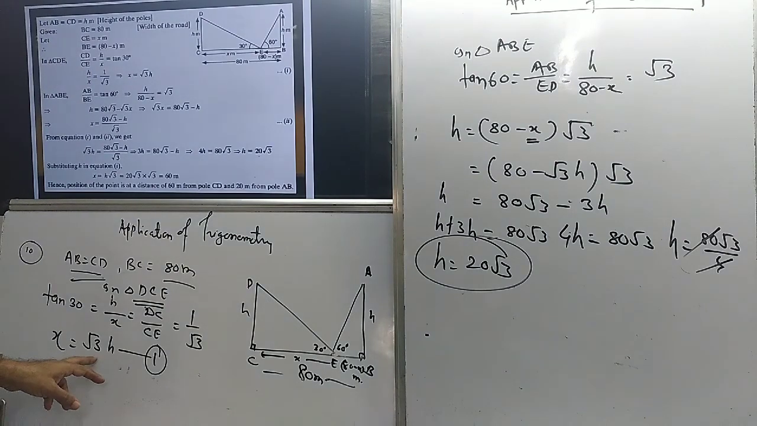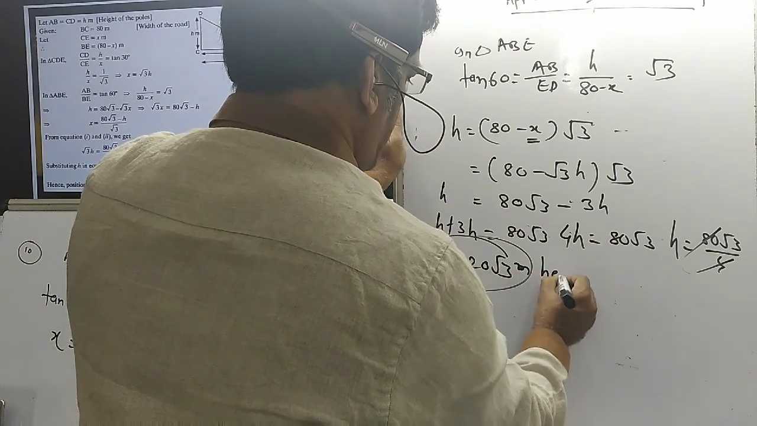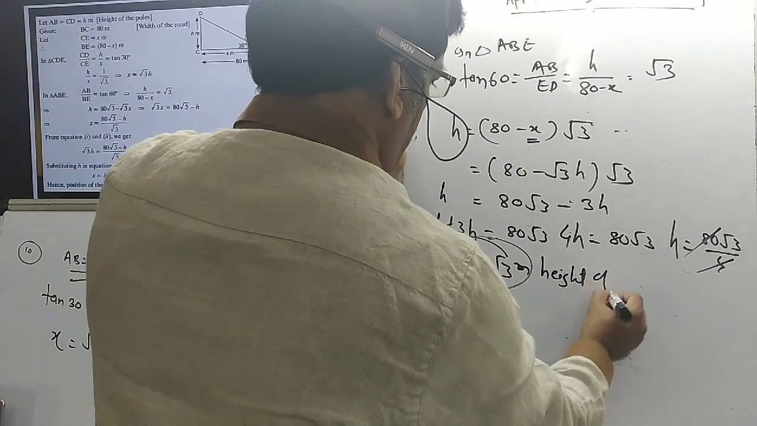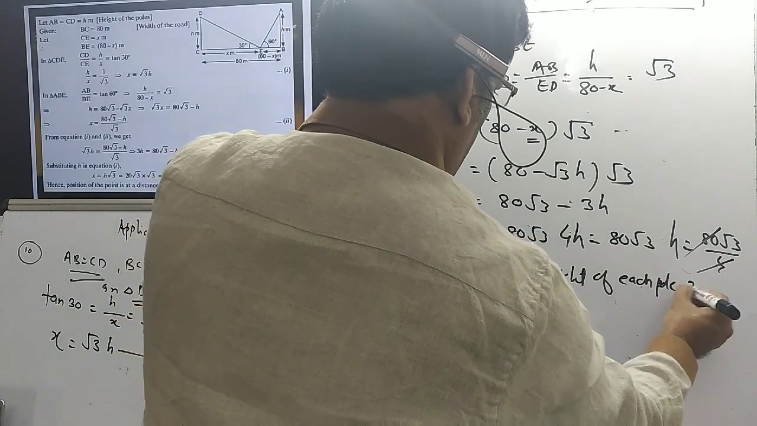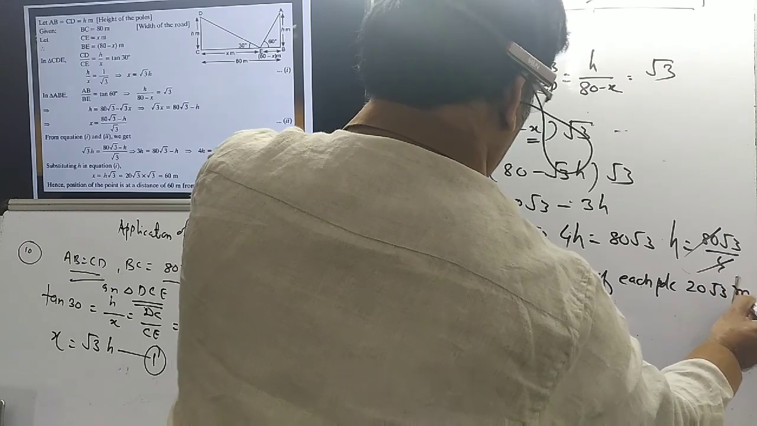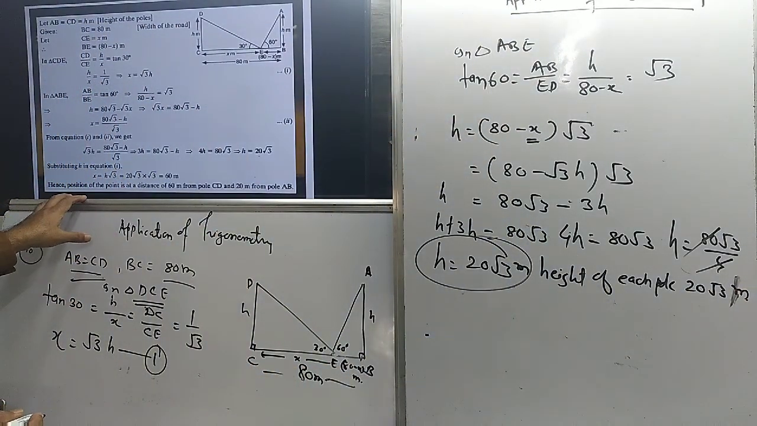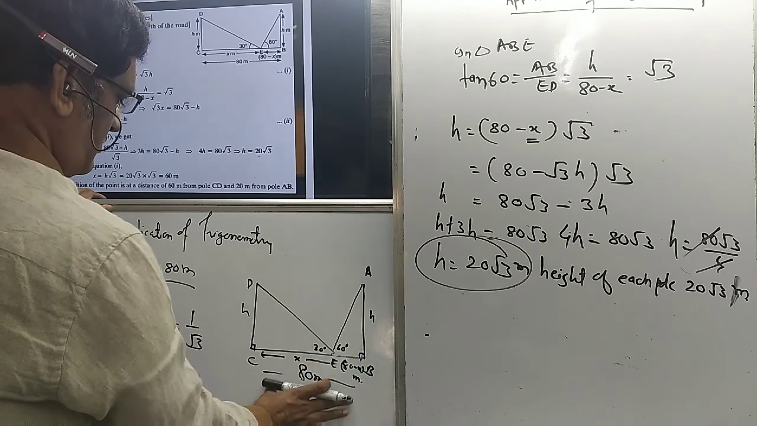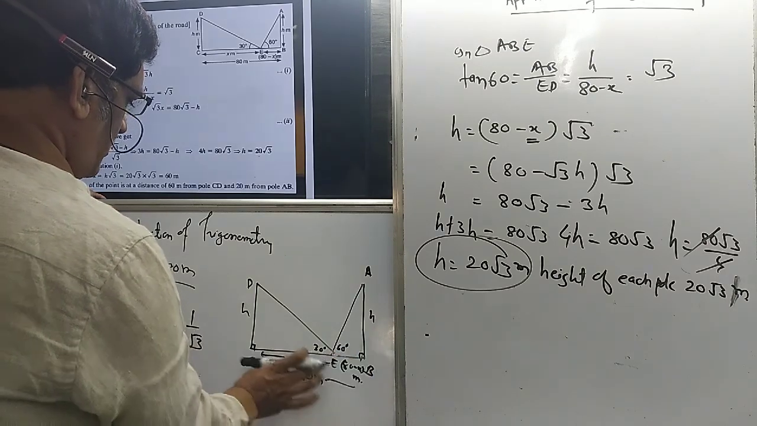H equal to 20 root 3 means the height of each pole is 20 root 3 meter. That is the answer. And we want the distance between this pole and this point.